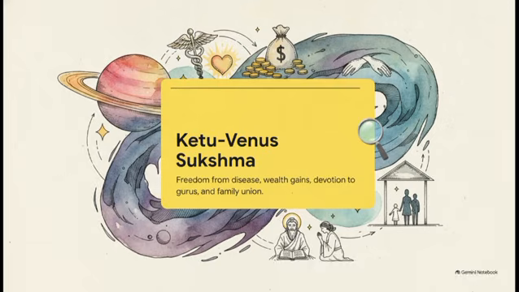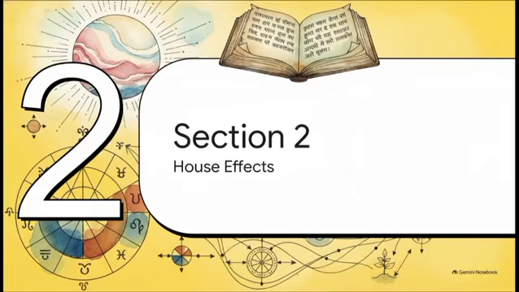The synthesis gives us a very clear, simple English translation. During the microscopic Sukshma period of Venus, while inside the much larger period of Ketu, the individual is slated to experience freedom from diseases, gains of wealth, deep devotion towards Brahmins and their preceptor, and a joyous union with members of their family. As you can see, it is an overwhelmingly auspicious period. Well, that is, provided the planetary placements actually support it. And that brings us right to Section 2, House Effects and Interpretations.